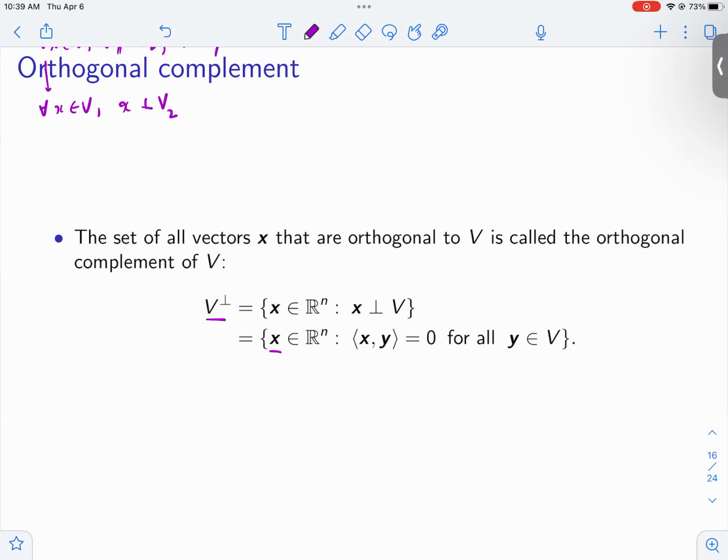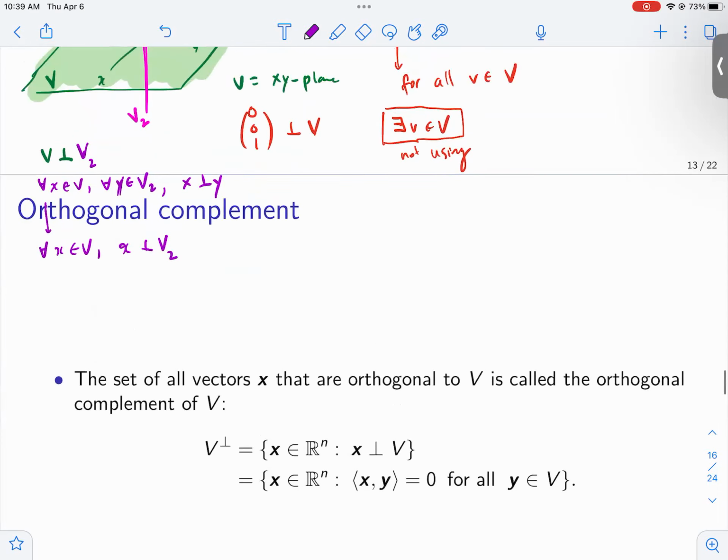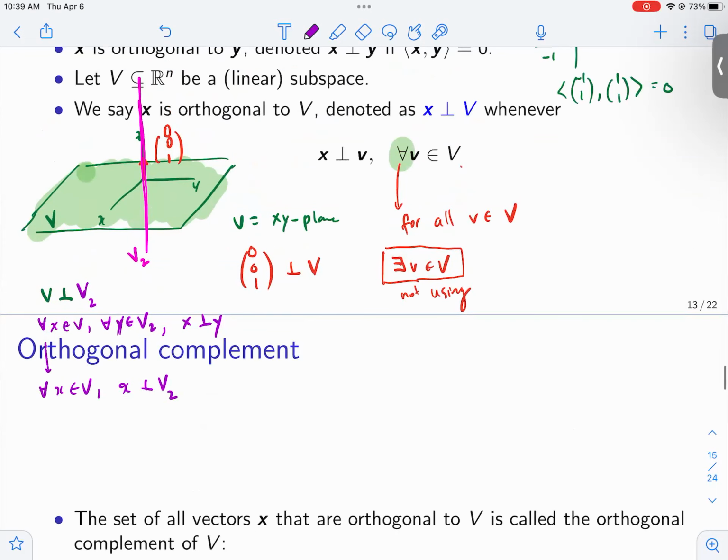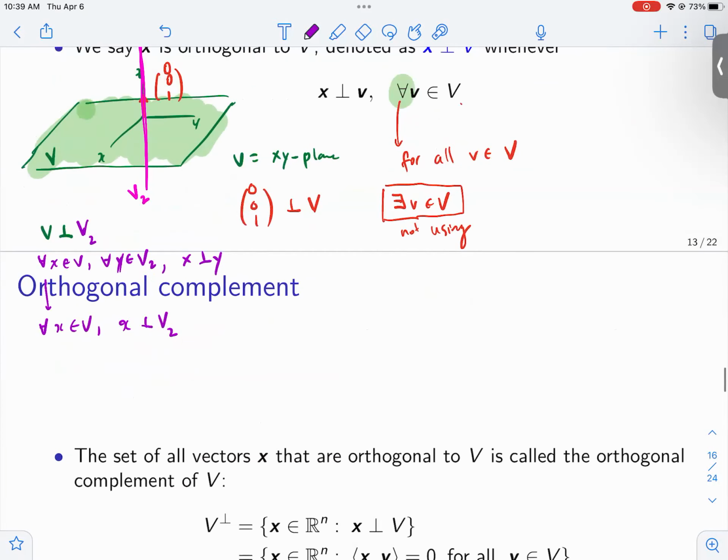Another way of saying it is that it's the set of all X such that the inner product of X with Y is zero for all Y in V. In the case that we had here, if V is the XY plane, your orthogonal complement is really V2, which is the Z-axis. There's no other bigger subspace. I can't find a bigger subspace which is completely orthogonal to V. So this V2 here would be V perp, the set of all vectors that are orthogonal to V. So if V is the XY plane, then V perp is the Z axis.